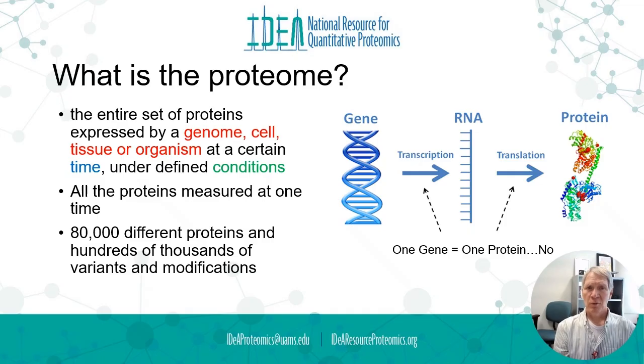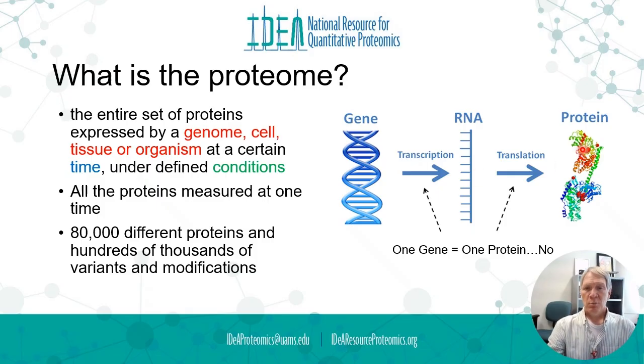So what is the proteome? Well, the entire set of proteins expressed by a genome, a cell, tissue, or an organism at a certain point in time under certain defined conditions. Once we stop that reaction, we form a lysate. All of those proteins then measured at one time is what we call the proteome. And that can be in cells, that can be in tissues. And there are over 80,000 different proteins and hundreds of thousands of variants and modifications.